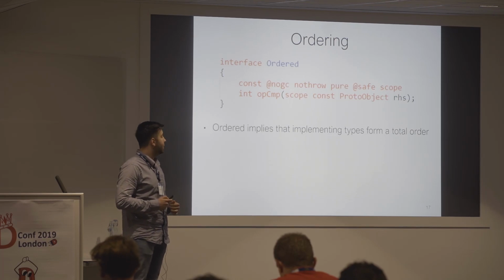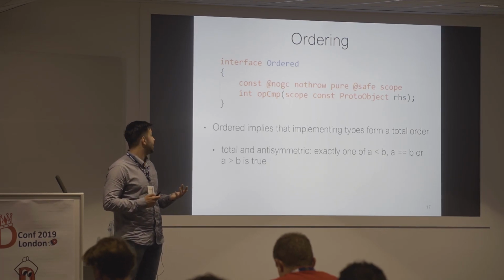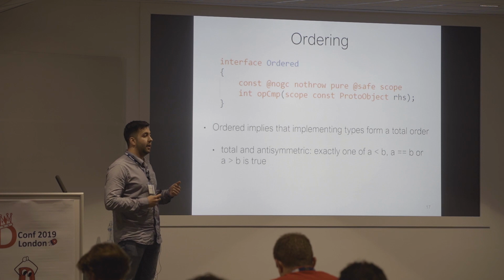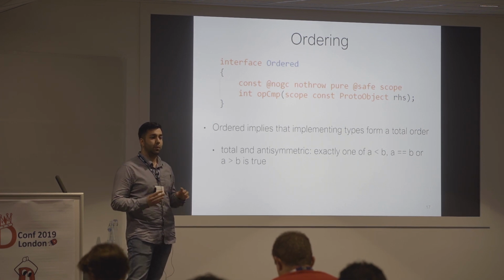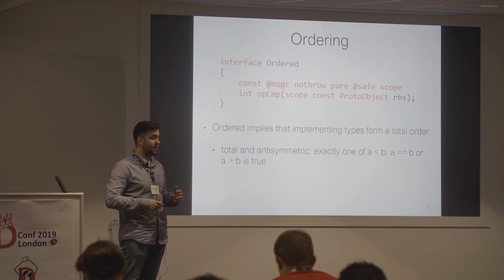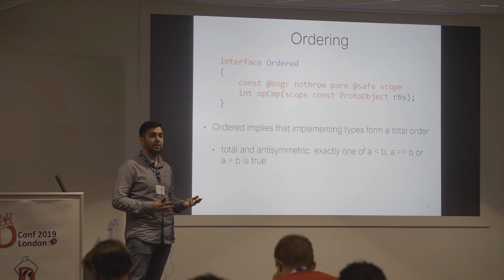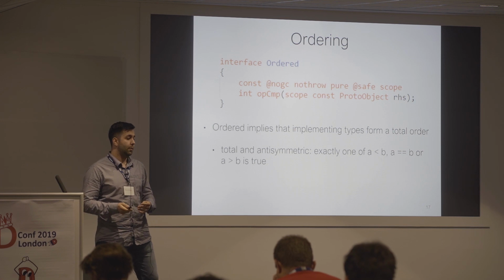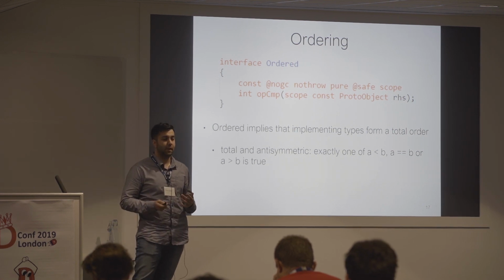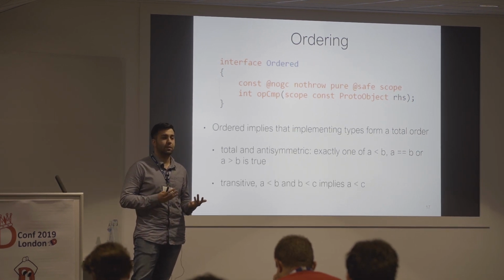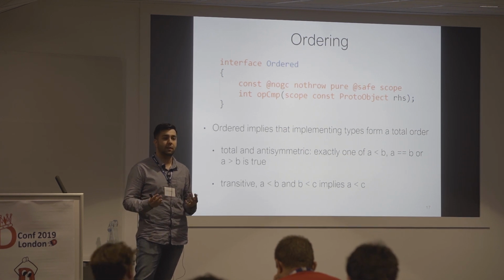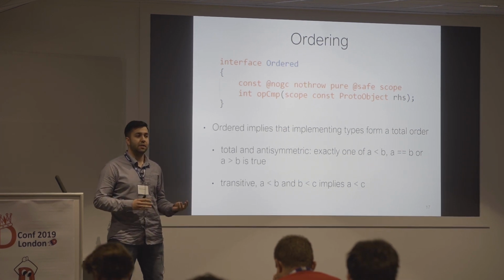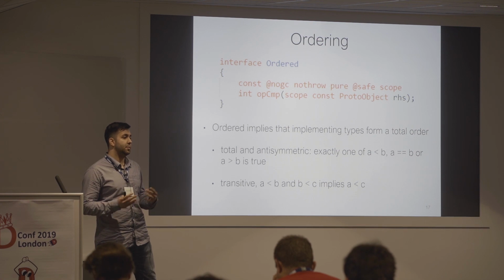So ordering implies that it follows a total order. What it means is that first, for any two objects A and B, only one of the following three stands true. So it's either A is less than B, or A is equal to B, or A is greater than B. And the second one is that it's transitive. So if for three objects A, B, and C, A is smaller than B and B is smaller than C, then A must be smaller than C.